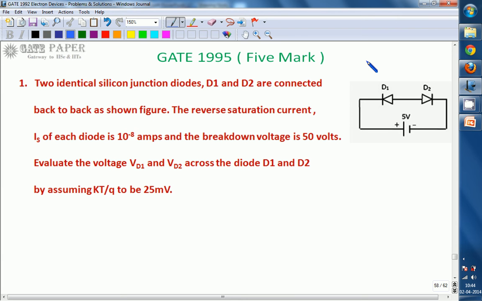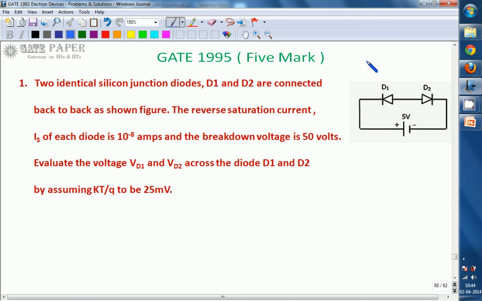The reverse saturation current Is of each diode is 10 power minus 8 amperes and the breakdown voltage is 50 volts. Evaluate the voltage VD1 and VD2 across the diodes D1 and D2 by assuming kT by q to be 25 millivolts.